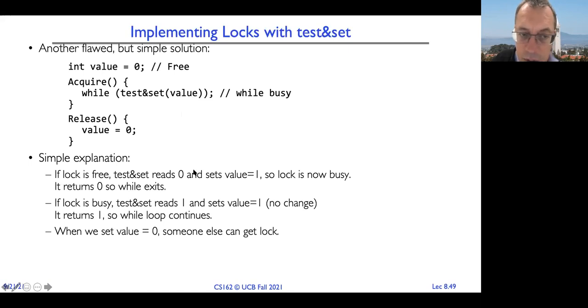So it's great. The lock is not busy, you acquire the lock. If the lock is busy, the value will be 1. You are going to set the value to 1. It's already 1, so nothing will happen, but you return 1. So you are going to be stuck in the while loop until the release is executed and the value is set to 0. Right? So it's quite elegant, right?